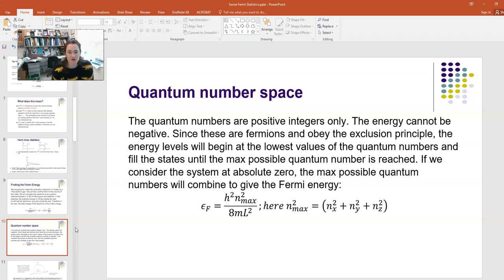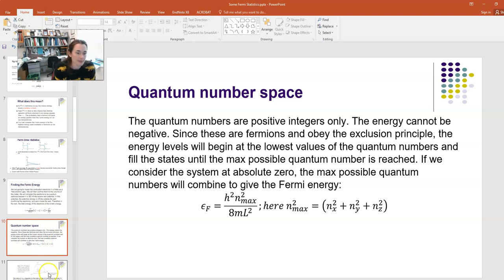So basically, we can say that the Fermi energy is going to equal h squared times what we are calling n max squared divided by 8mL squared. Now here, n max squared is going to be the sum of the squares of the quantum numbers for each direction. So n max squared is equal to nx squared plus ny squared plus nz squared.